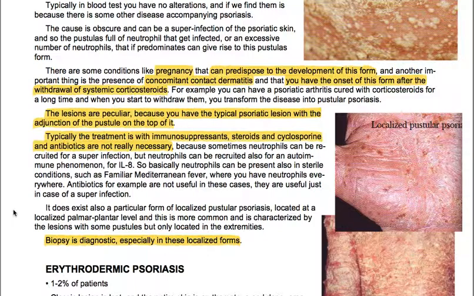There also exists a particular form of localized pustular psoriasis, located at the palmar-plantar level, and this is more common and is characterized by lesions with some pustules, but only located in the extremities. Biopsy is diagnostic, especially in these localized forms. Just a note about corticosteroids: their withdrawal can trigger it. For example, when you have a psoriatic arthritis treated with corticosteroids for a long time, and when you start to withdraw them, it transforms the disease into pustular psoriasis.